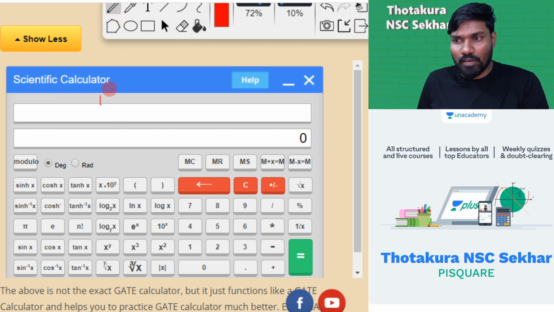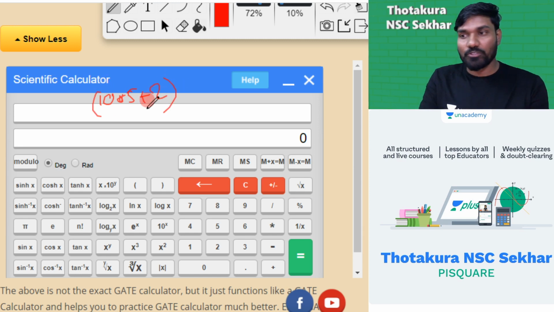So I want to perform now 10 into 5 plus 2. You guys open the calculator and try doing it right now. You try doing it. If you have any difficulty, you tell me. You have to try. I know you won't try.